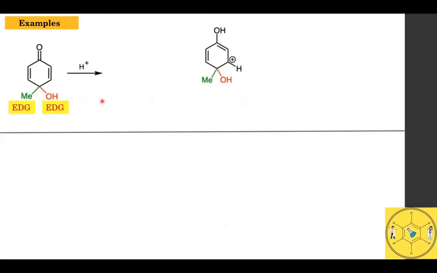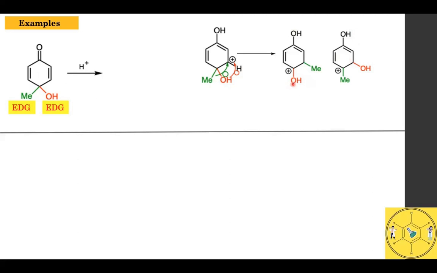So first you generate the corresponding carbocation intermediate. Again, there are two possible shifts. First, we migrate the methyl group and get this type of carbocation intermediate. And when you migrate the hydroxy group, you get this type of new carbocation intermediate.